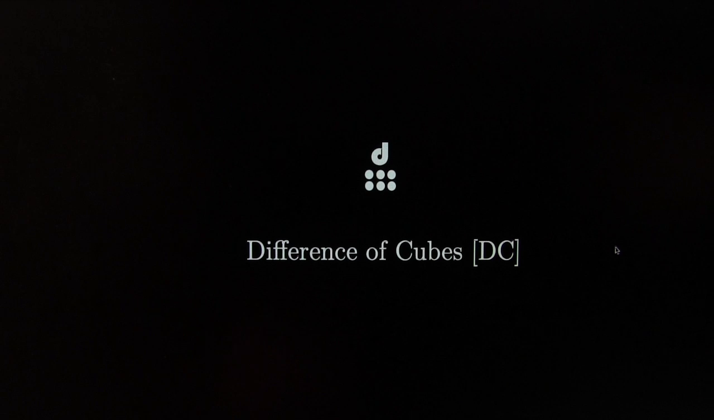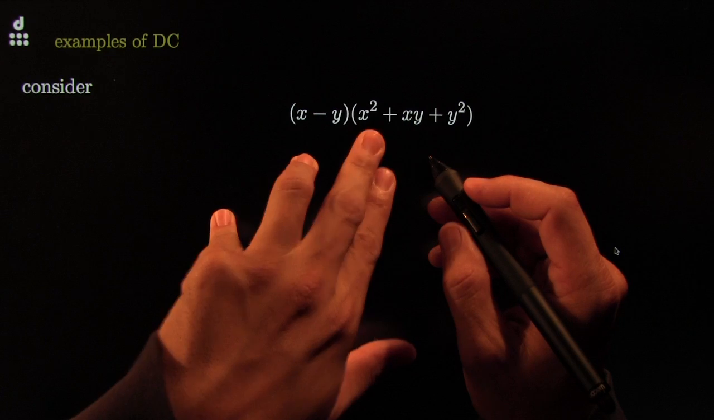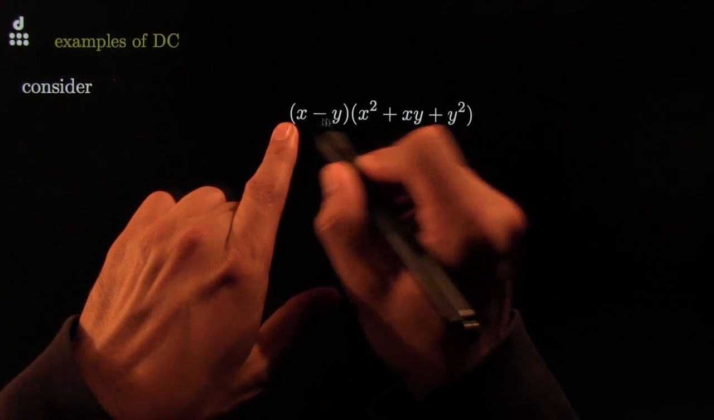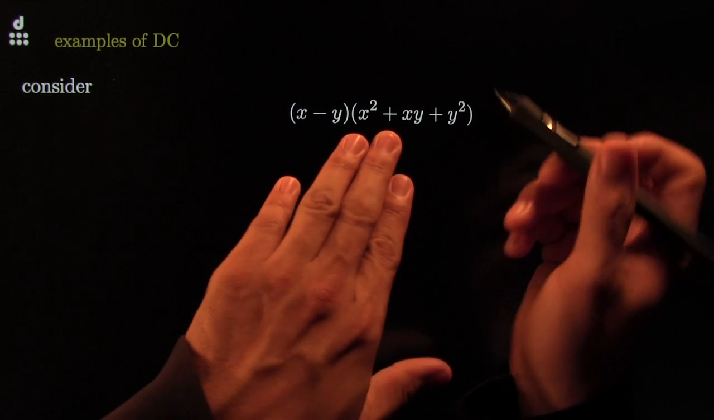Alright, let's do a difference of cubes. If it's the first time you ever see this, let me give you some pointers to try to spot them. Here you just have the difference, x minus y, and on the other side you have a bunch of x's and y's, but there's a certain pattern to the madness here.